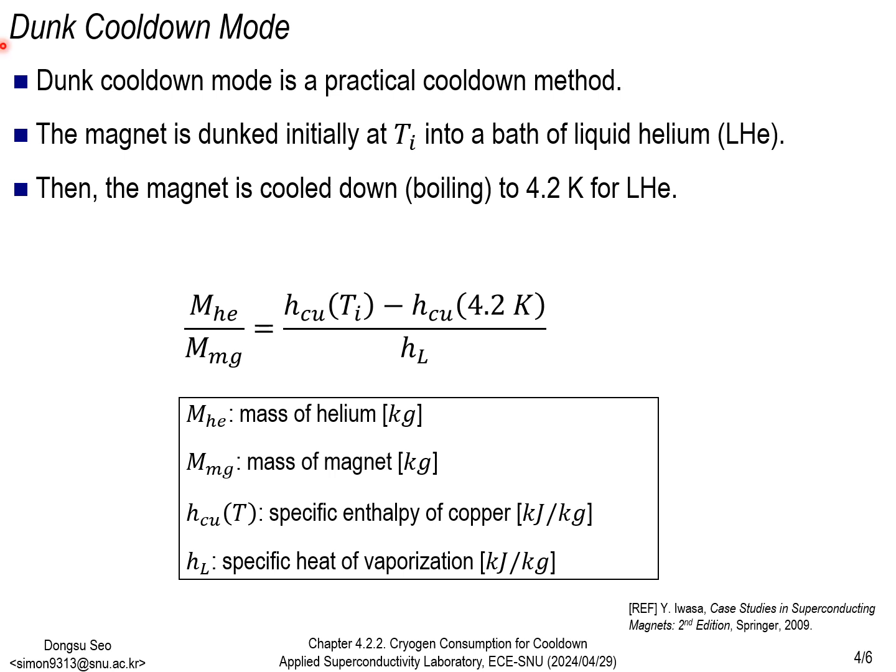Dunk cooldown mode is a practical method in which we dunk or submerge the magnet at a specific temperature into the coolant, in this case liquid helium. Dunk cooldown mode is less efficient but easy to implement, so many magnets use this method in many cases. The equation shows that the magnet, with an initial temperature higher than that of the liquid helium, is cooling down to 4.2 Kelvin. The specific heat of vaporization, HL, indicates the heat energy of the vaporized liquid helium, due to the magnet's relatively high temperature compared to the lower temperature of the liquid helium.